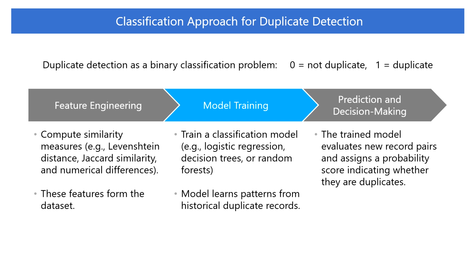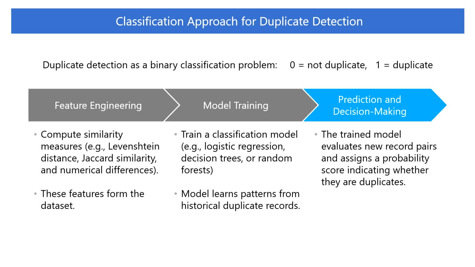Model training. A classification model such as logistic regression, decision trees, or random forest is trained on labeled data, where pairs of records are manually marked as duplicates or non-duplicates. The model learns patterns from historical duplicate records and generalizes these patterns for new data.